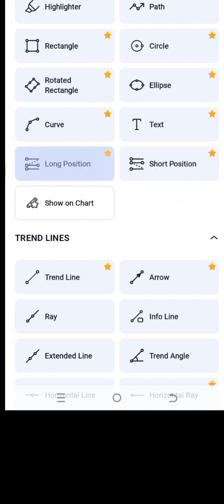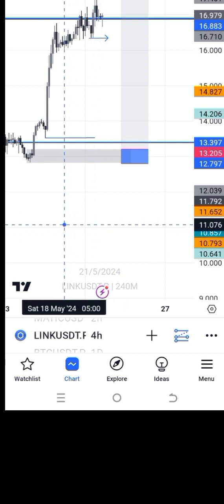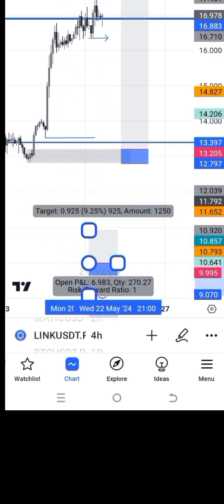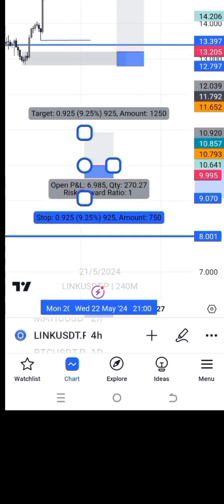Let me take the long tool. If you pick the long tool and drop it here, look closely. You're going to see your stop at 0.925, your open at 6.993, that's 7, it's fluctuating. Then your target at 0.925. That is what makes it a long tool.